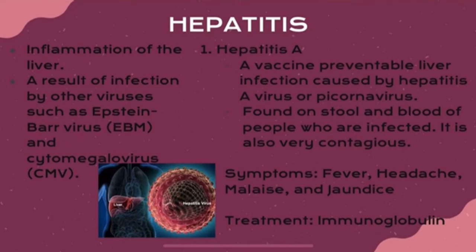Hepatitis A is a vaccine-preventable liver infection caused by the hepatitis A virus, or picornavirus. Found in the stool and blood of people who are infected, it is also very contagious. Symptoms: fever, headache, malaise, and jaundice. Treatment: immunoglobulin. Hepatitis A virus contains single-stranded RNA and lacks an envelope.